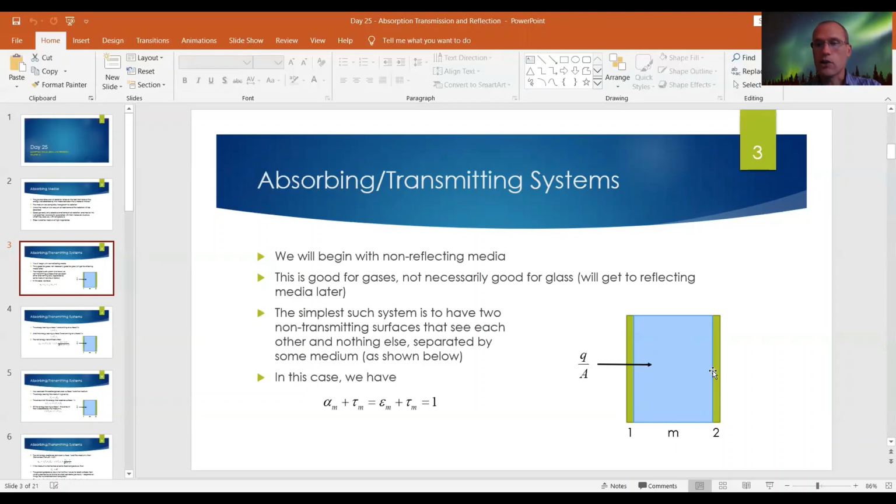This is the simplest scenario for this. Again, I have two objects and some medium between them. The medium itself has some absorptivity alpha and some transmissivity tau. Because I'm dealing with no reflection, those are the only things that can happen. Any energy hitting it is either going to be absorbed or transmitted, so those two added together add up to one. Then emissivity and absorptivity are always the same value, so I can also write this as emissivity plus transmissivity equals 1.